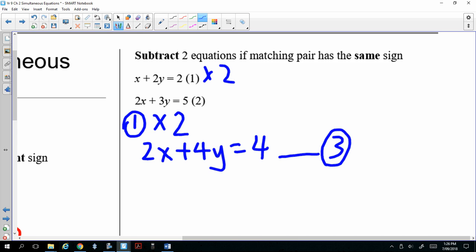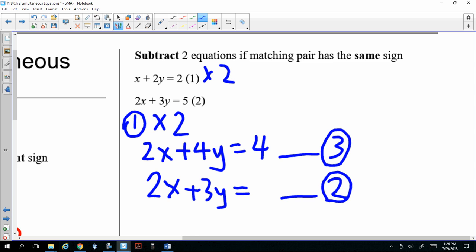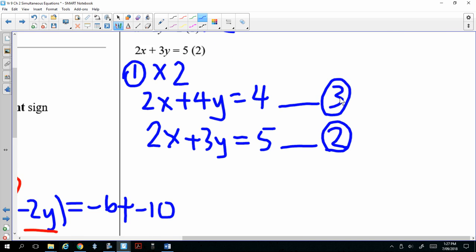Now, because I changed 1, I can't use it again. I have to use 2. So now we solve 2 and 3 together. You just have to copy down 2. Now, because they are the same sign, we're going to subtract the two equations.